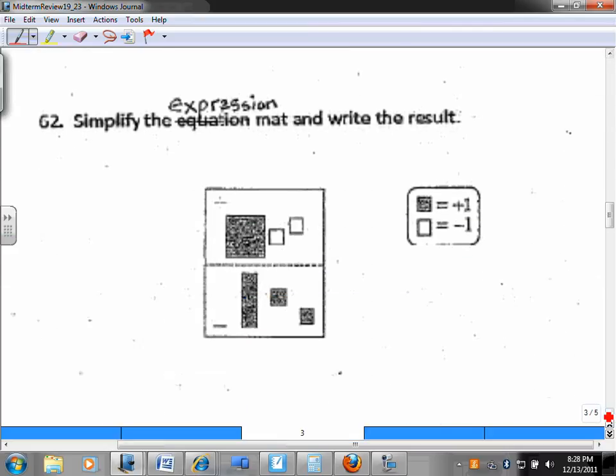Problem 62 asks us to simplify the expression map and write the result. So once again, we need to refresh our memory on the value of the tiles. This tile here is x by x, so that means it's an x squared tile. These tiles are 1 unit tiles. Now, they're unshaded, so that means they would be negative. They would be on the negative side. Again, 1 unit tiles. Now, this one is actually slightly longer than the x. It's a y. So it's y by 1, which is y.